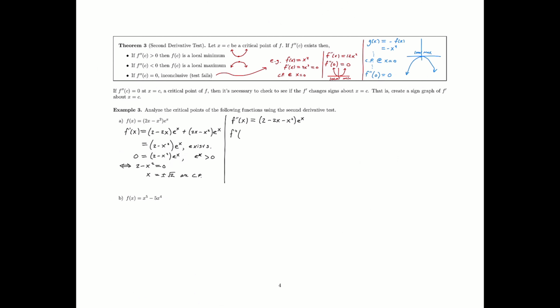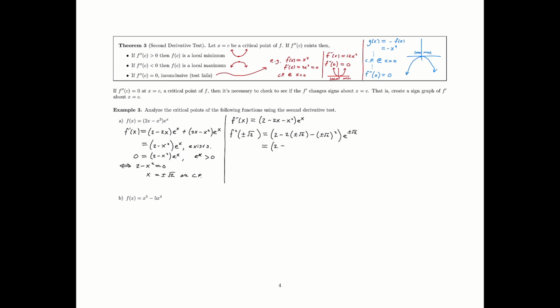You can plug in these two things separately, or you can do them simultaneously, which is what I did. So I'm going to plug them both in simultaneously, keeping a plus and a minus on here. So in this case, I'll have 2 minus 2 times our plus or minus square root of 2, minus our plus or minus square root of 2 squared, times e to the plus or minus root 2.